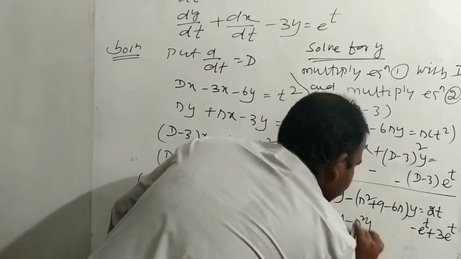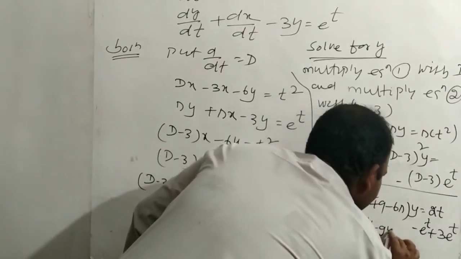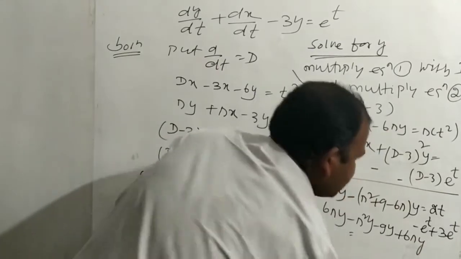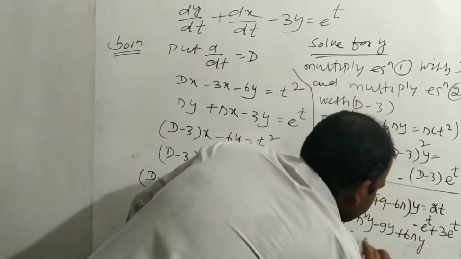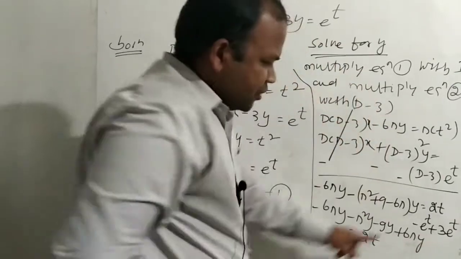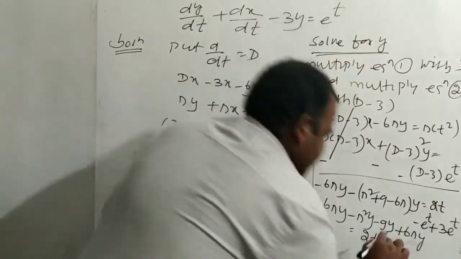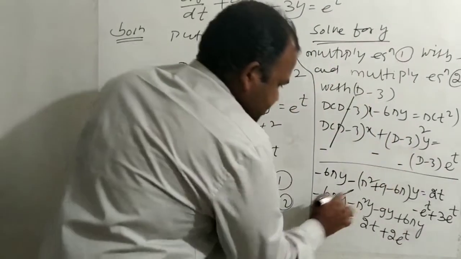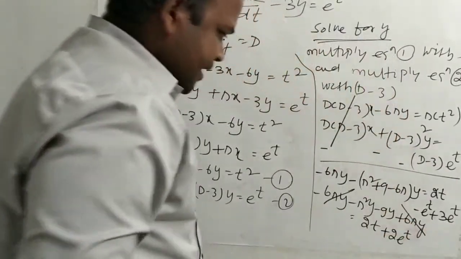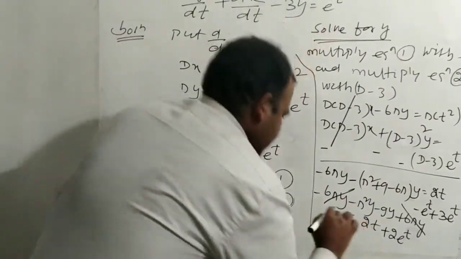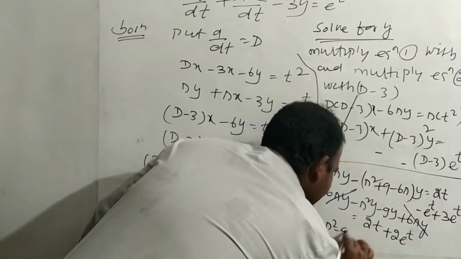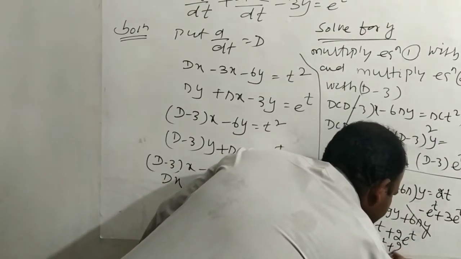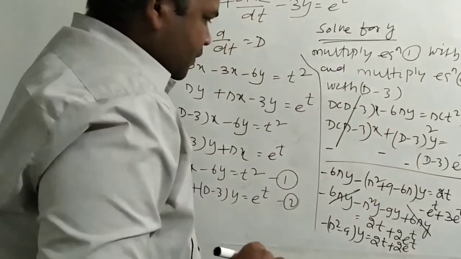minus d square y minus 9y plus 6 dy equals to 2t minus e raised to t plus 3 e raised to t. This is 2 e raised to t. So now plus 6 dy minus 6 dy, it is cancelled. So this is what? Minus d square minus 9 into y, minus will be common, equals to 2t plus 2 e raised to t. Okay.